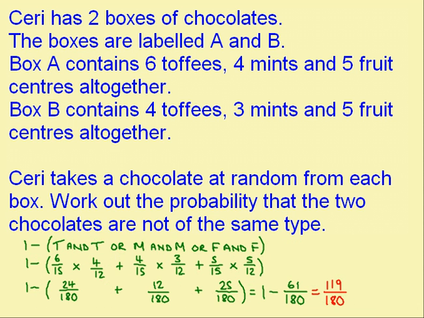Now, I told you to see if you could find a faster way of doing this. This is the faster method. We work out the probability of getting the same type of sweet each time. So that's a toffee and a toffee, or a mint and a mint, or a fruit and a fruit. And once we've got that probability, we take it away from 1. So we get 1 minus 61 over 180, which gives us 119 over 180, the same answer that we had doing it the long way round.